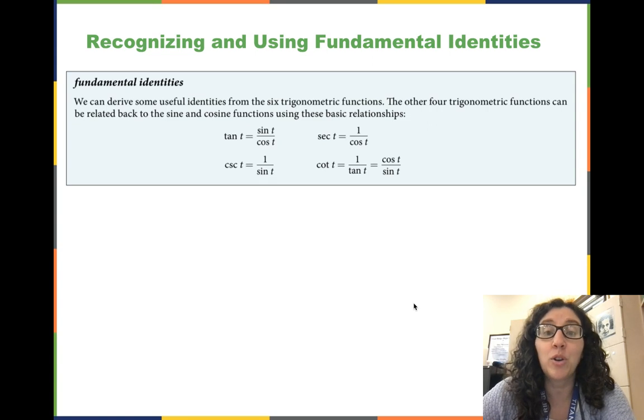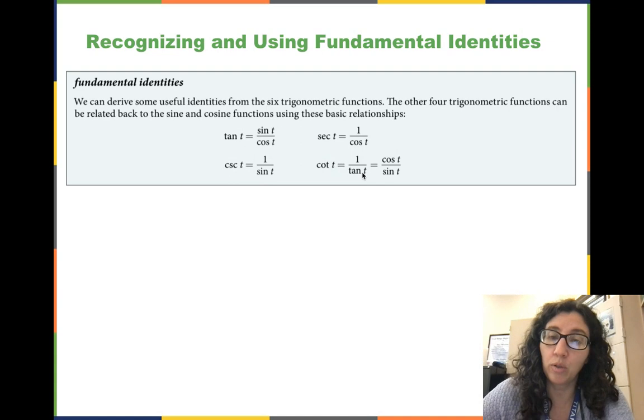All right, so now we are going to talk about fundamental identities, trig identities. Okay, so here they are. Tangent is sine over cosine. Cosecant is 1 over sine. Secant is 1 over cosine. Cotangent is 1 over tangent, or cosine over sine.